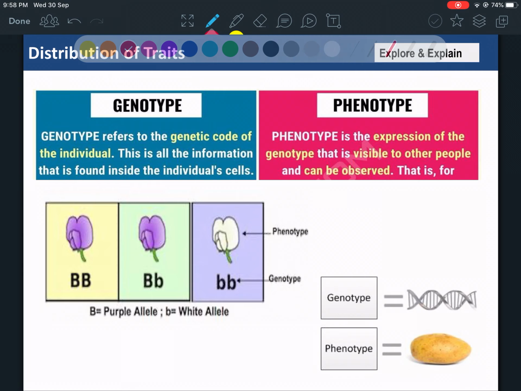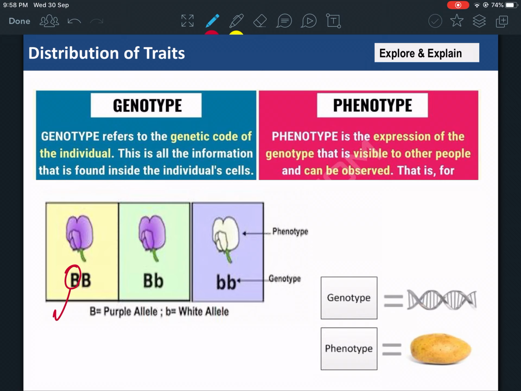Remember when we talked about dominant? The big letter is the dominant one, the stronger one. For example, here the big one is purple, and recessive means the weaker one, which is the white allele. Okay, so this is dominant, this is recessive. I'm going to write it down. The dominant is the strong one and the recessive is the weak one.